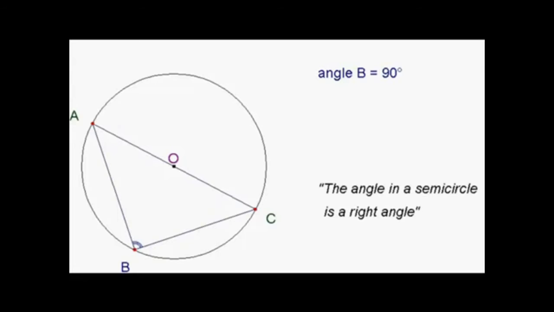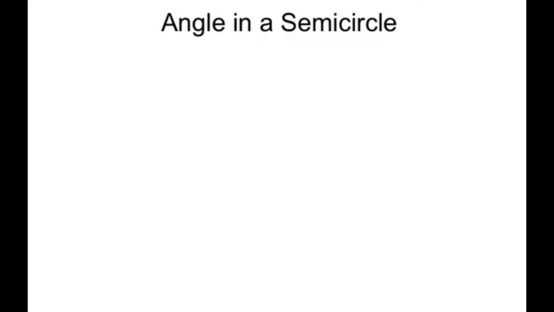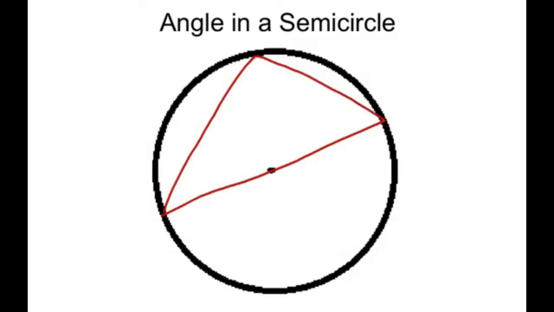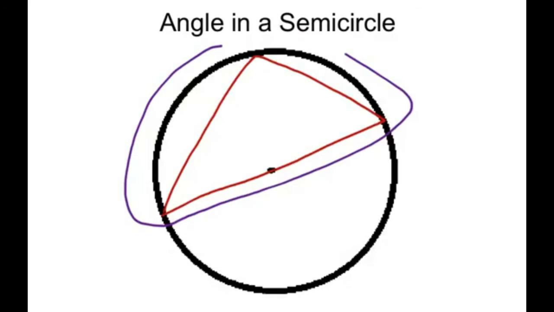So, the rule you need to remember is this one. The angle in a semicircle is a right angle. Remember, a semicircle is half a circle. So, for looking at this, we're going to have an angle in a semicircle, and all that means is that our circle is split in half by a diameter, and then from each end of that diameter we create a triangle. So our whole triangle is within half a circle.